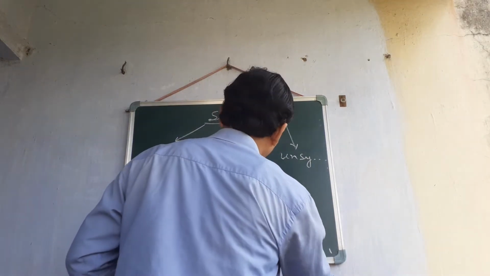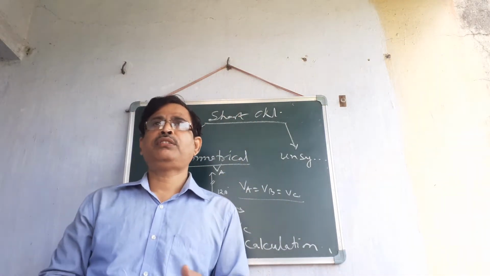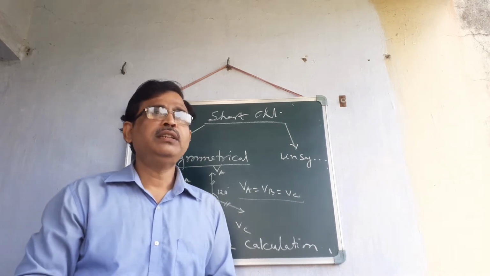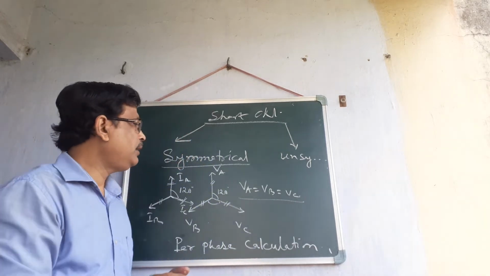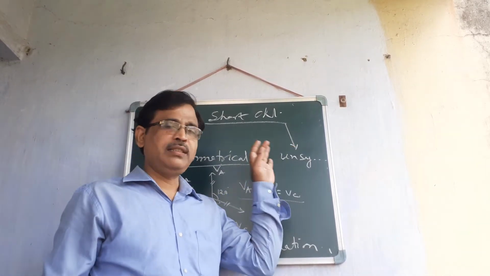Okay, now if a fault occurs, and if the fault is a short circuit, then a huge current will flow, and it is classified in two parts, one symmetrical and one unsymmetrical.